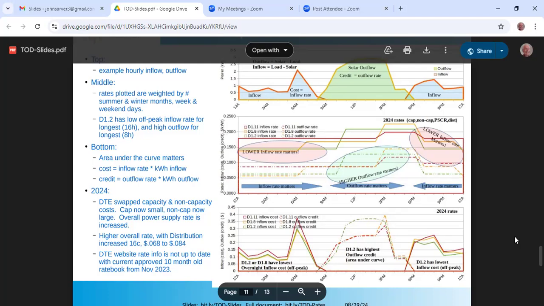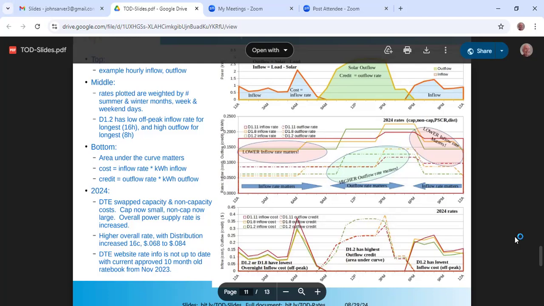So what's going to matter are the red areas. That's off-peak times, and it's the inflow rates. The solid lines are inflow. The dotted dashed lines are the outflow compensation that you get. The difference between them is just the distribution charge, which is a flat rate for DTE, something like 8-something cents now. And so what matters during the day is what your outflow rate would be. That's the green area that's circled.